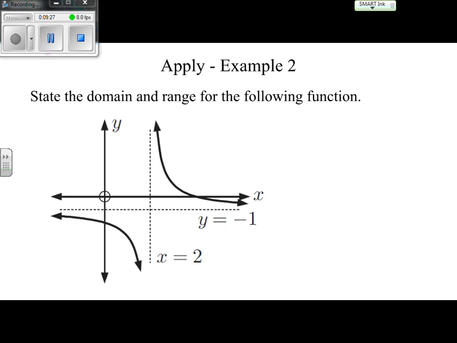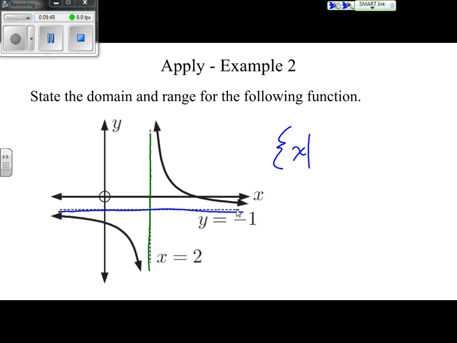So they have a horizontal line or a horizontal asymptote right here, which they're saying is y equals negative 1. And then we have a vertical one, which I'll highlight in green here, x equals 2. And I cannot reach those values. So we're going to do our domain and range again, starting with domain, x defined as or such that or given.